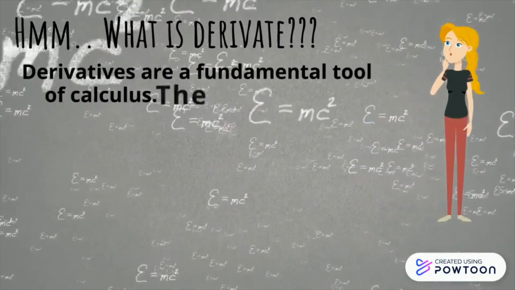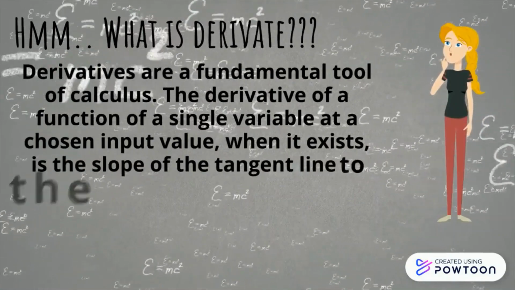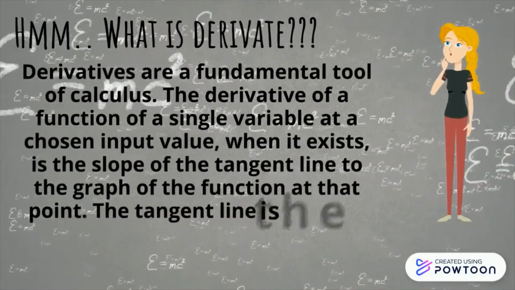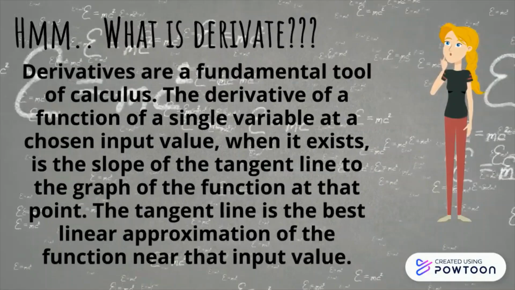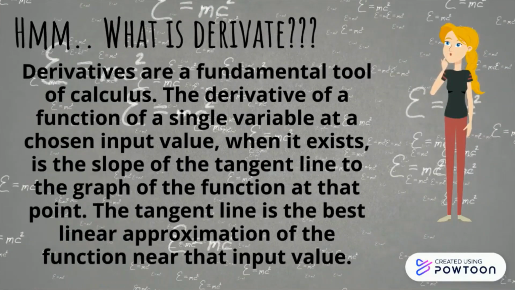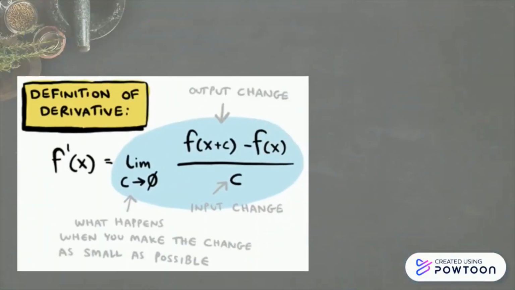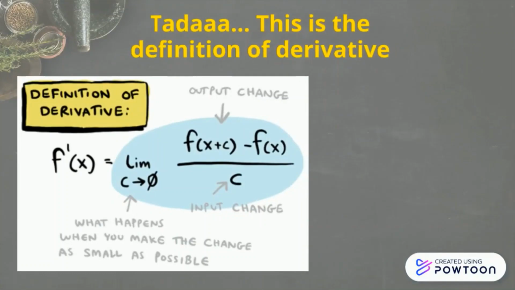Derivatives are fundamental tools of calculus. The derivative of a function of a single variable at a chosen input value, when it exists, is the slope of the tangent line to the graph of the function at that point. The tangent line is the best linear approximation of the function near that input value. Ta-da! It is the definition of derivative.